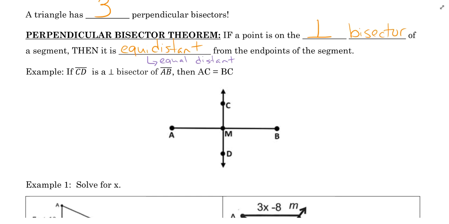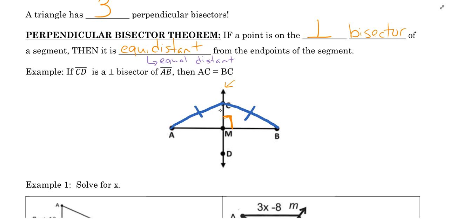So what does that look like? So here, if our bisector CD is a perpendicular bisector, so it'll have that right angle, then if CD is a perpendicular bisector of AB, then AC, which I can draw in, AC right here, is going to be equal to BC right there. So if CD is a perpendicular bisector of AB, then AC is going to be congruent to BC.